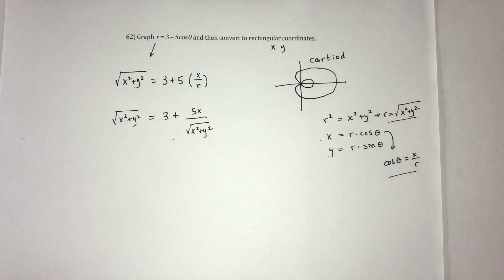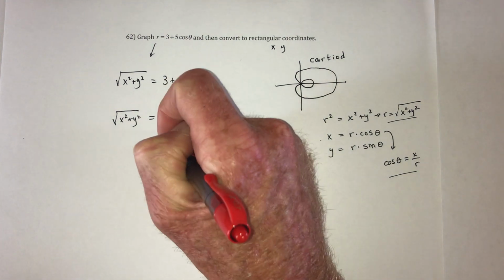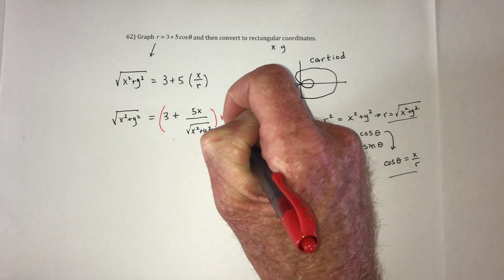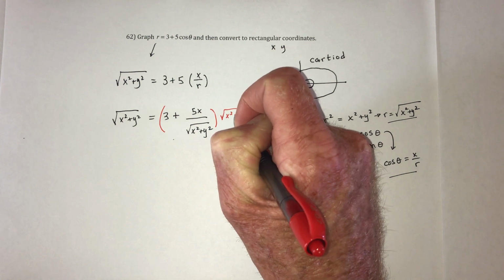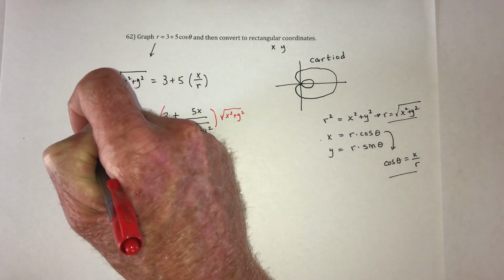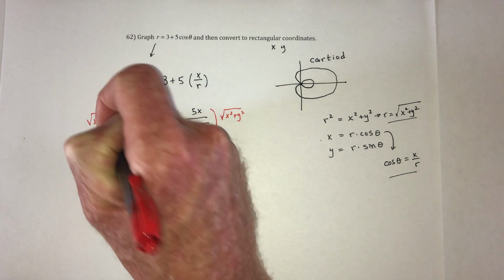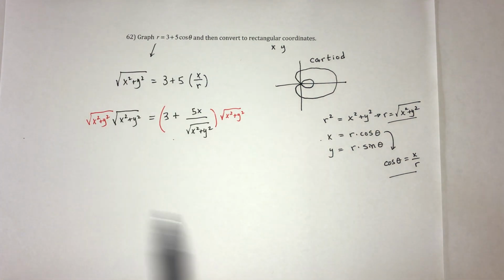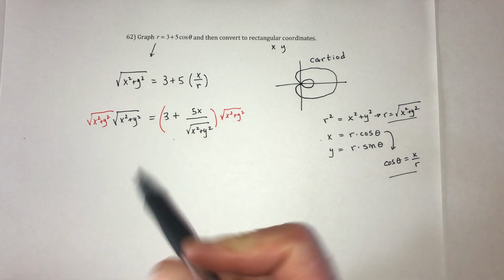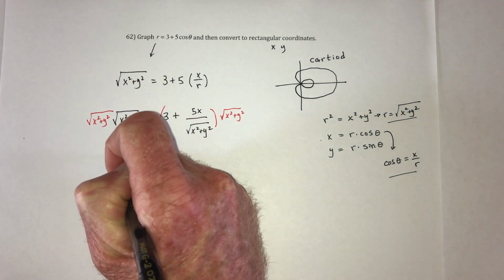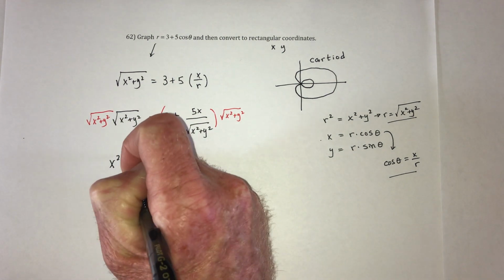And then there's just one more step, and that is I'm going to multiply both sides by the square root of x squared plus y squared. So when I do that, the square root times the square root eliminates the square root, giving you just x squared plus y squared.